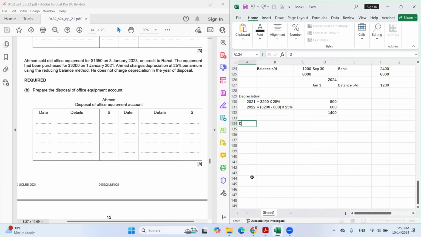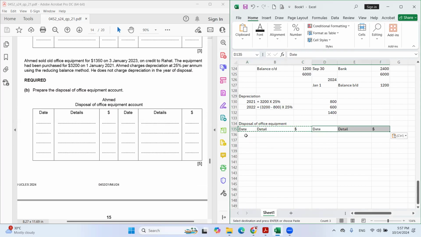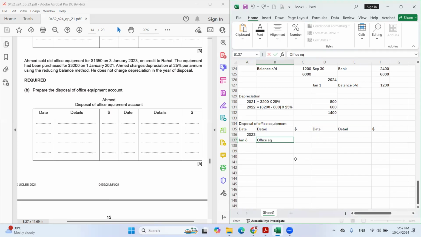So now the disposal account. Take note, the account format is fixed: date, detail, and dollar, the 6 columns. The cost account must be in here. When you dispose on 2023, January 3rd, put in office equipment. This is a cost account. Cost account is always on the debit side, which is 3,200.